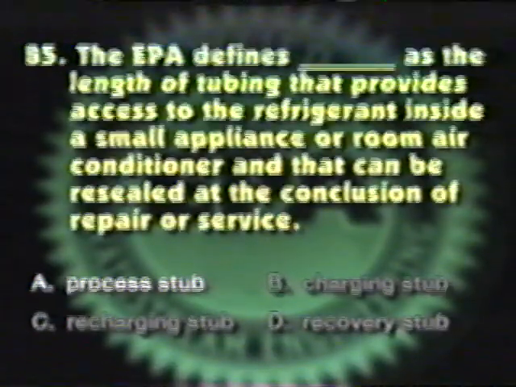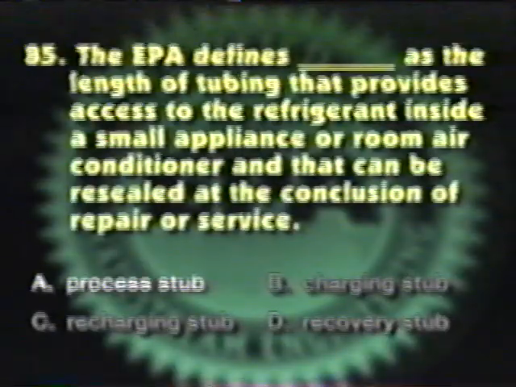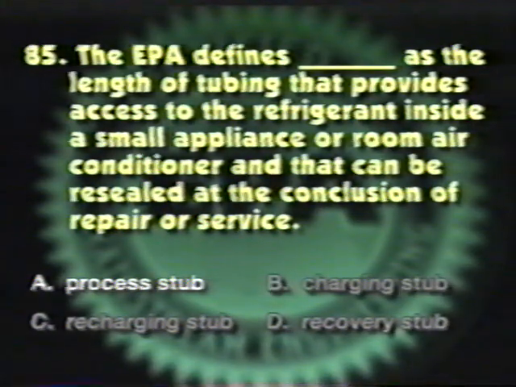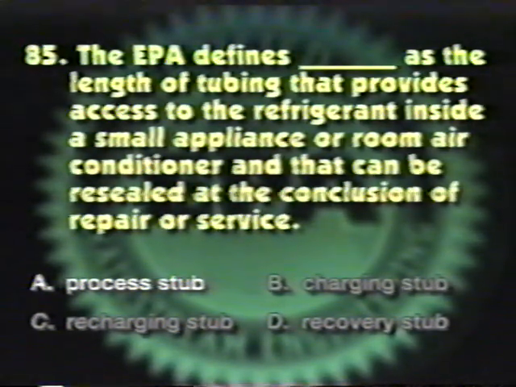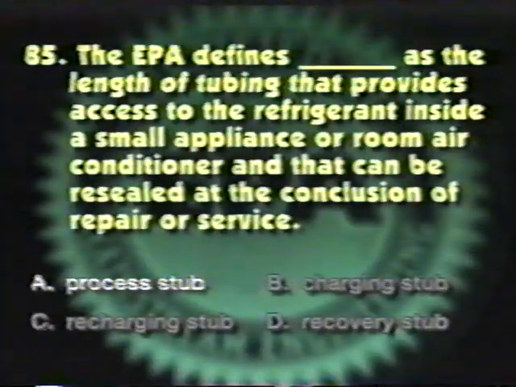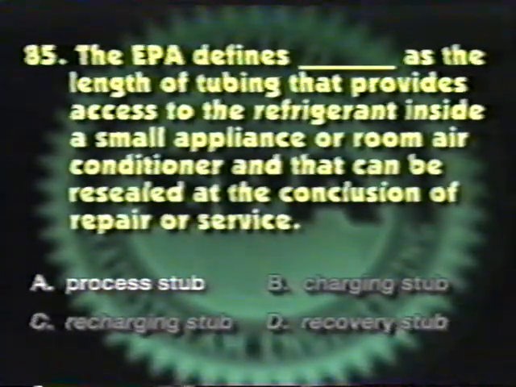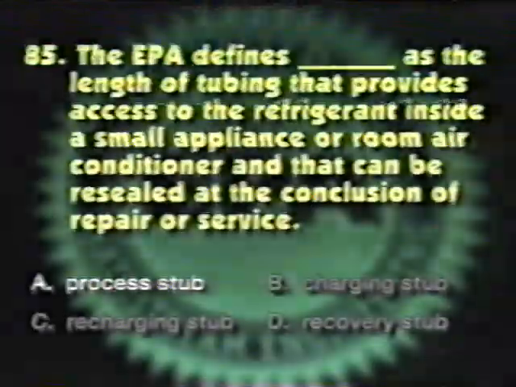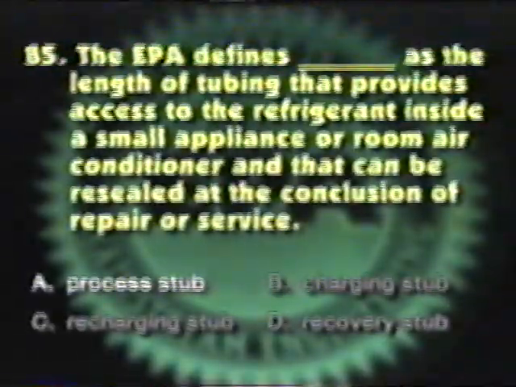The major purpose of this requirement is to make it easier to recover refrigerant. A service aperture or process stub is used when adding or removing refrigerant from the appliance. A process stub service port is a straight piece of tubing that is entered using a piercing access valve.